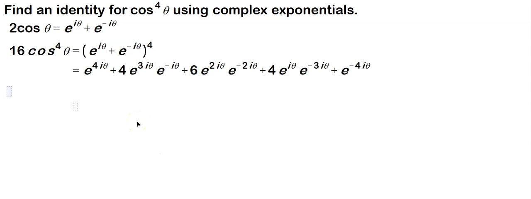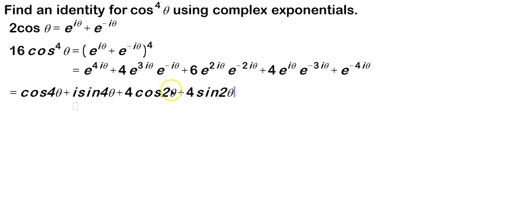Now, to be able to wipe things away, let's convert to cosine and sine notation. So e to the 4i theta becomes cosine of 4 theta plus i sine 4 theta. Now this next term is e to the 3i theta and the negative i theta, so when you add them, you're going to have 2i theta. So it's going to be plus 4 cosine 2 theta and then plus 4i sine of 2 theta. So 3i theta minus i theta is 2 theta. That goes into the sine and cosine, and then the 4 gets distributed across.